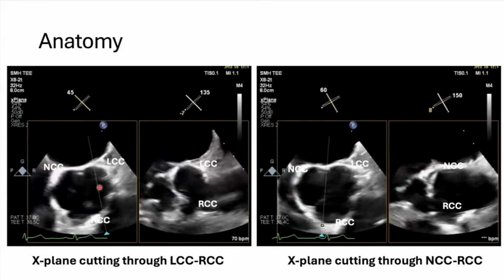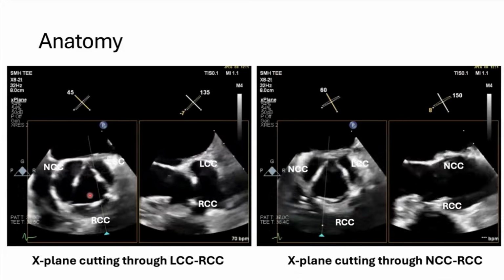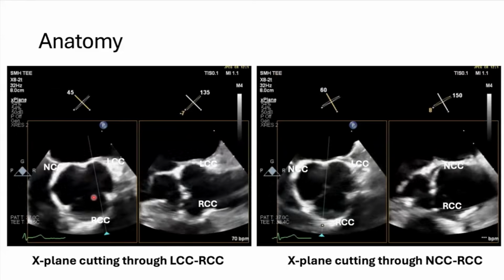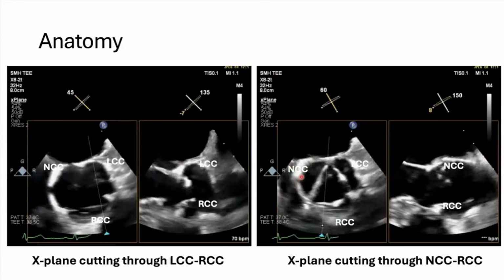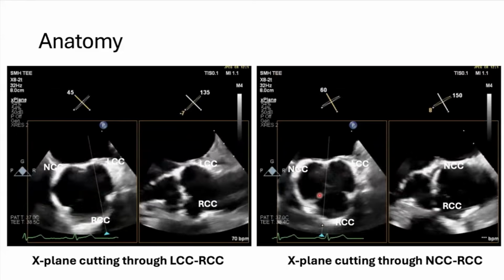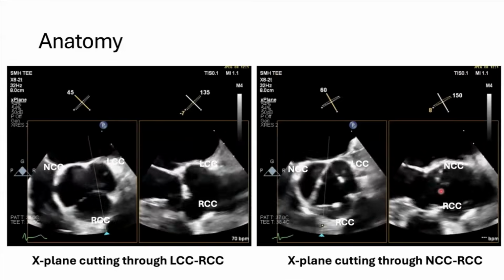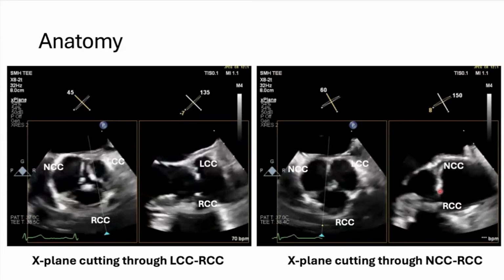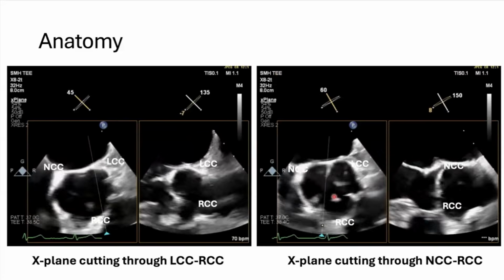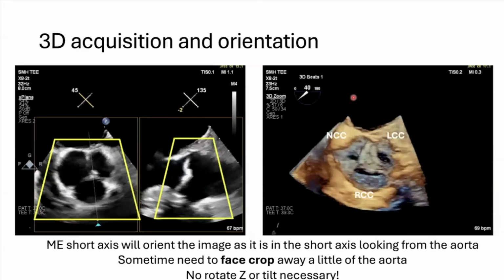But you'll notice that this line is not exactly along the coaptation plane. And I'll show you how with MPR you can actually fix that and assess that. And with cutting through the non-coronary cusp and right coronary cusp, again, you get a sense of what the coaptation is like between these cusps, but it's not perfectly perpendicular to that coaptation plane.